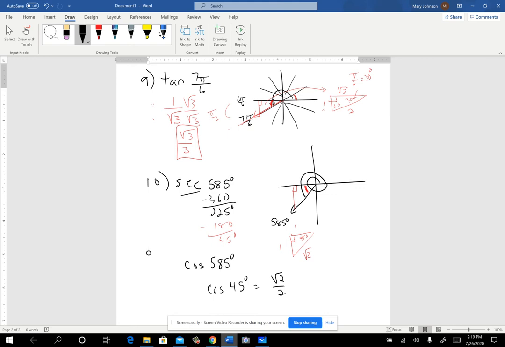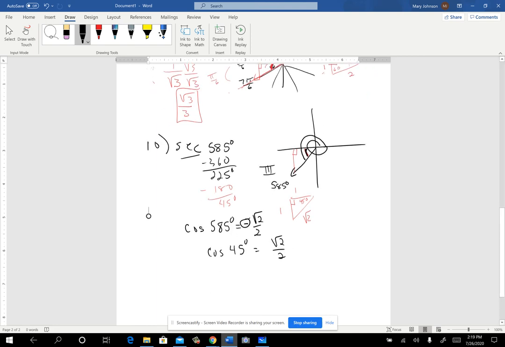Okay. But then I'm going to think about how I'm over here in the third quadrant, and I can see how cosine is negative over there. So the cosine of 585 is actually going to equal a negative. You have to put that on it, square root of 2 over 2. Okay. All right, now that's not my answer because it asked me for secant.